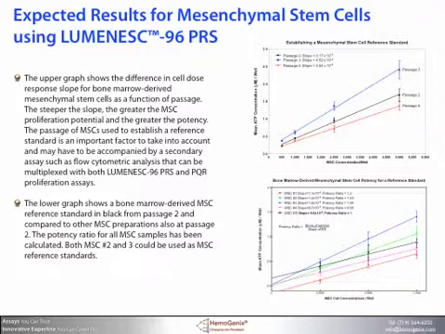The lower graph shows a bone marrow derived mesenchymal stem cell reference standard in black from passage 2 and compared to other mesenchymal stem cell preparations also at passage 2. The potency ratio for all mesenchymal stem cell samples has been calculated. Both MSC number 2 and 3 could be used as mesenchymal stem cell reference standards.